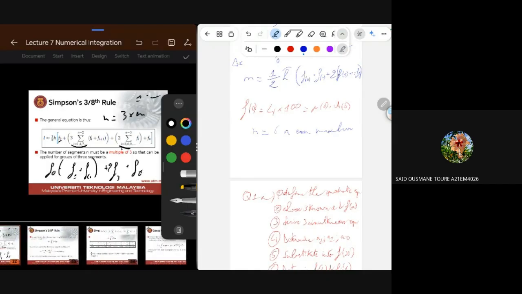So trapezoidal again is the most direct, straightforward method.